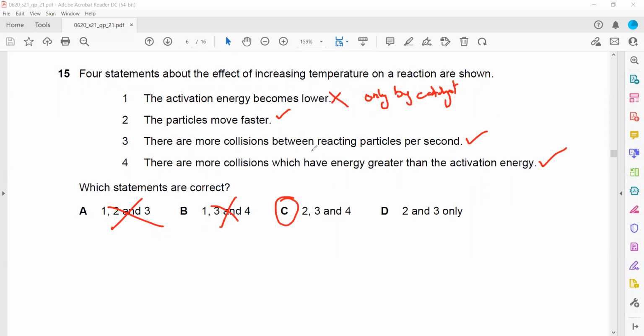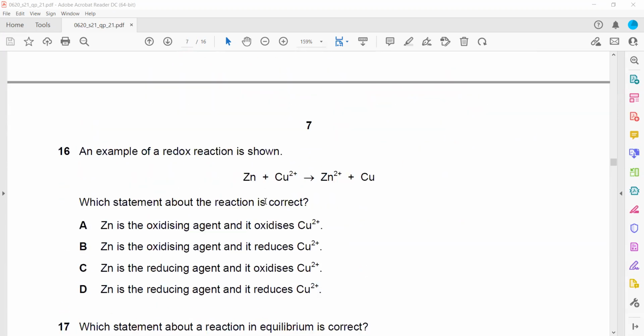So changing the temperature will cause the particles to move faster, will cause particles to collide more often, and will increase the energy of the particles, or the proportion of particles which have energy more than the activation energy. But remember, activation energy can only be lowered by using a catalyst.